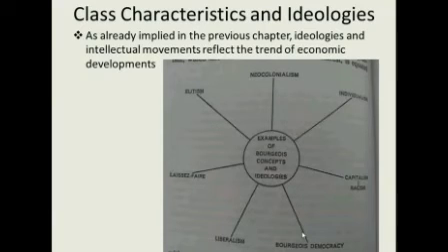In the book, now we go to the third chapter, Class Characteristics and Ideologies. As already implied in the previous chapter, ideologies and intellectual movements reflect the trend of economic developments. And this is a graph from the book, looking at examples of bourgeois concepts and ideologies, such as laissez-faire, elitism, individualism, liberalism, bourgeois democracy, and capitalism itself, which creates racism, which is also an ideology.